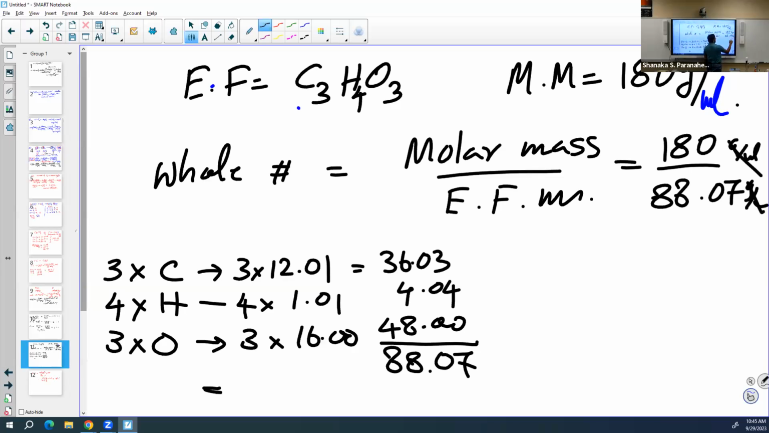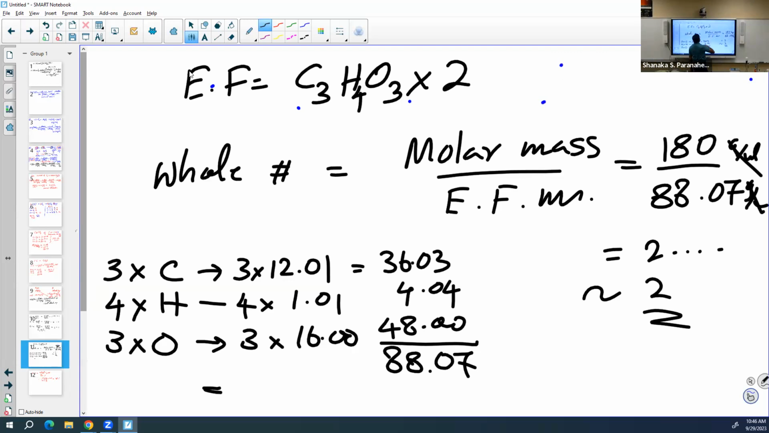Grams per mole, that cancels out. So this is 2 point something. So we are going to round off to the nearest integer, which is 2. So that's the whole number multiple we need to determine the molecular formula. We multiply the empirical formula by that whole number, and then we will have our molecular formula. So 2 times 3 is 6 carbon, 2 times 4 is 8 hydrogen, and 2 times 3 is 6 oxygen. That is the molecular formula of the given compound. Okay.